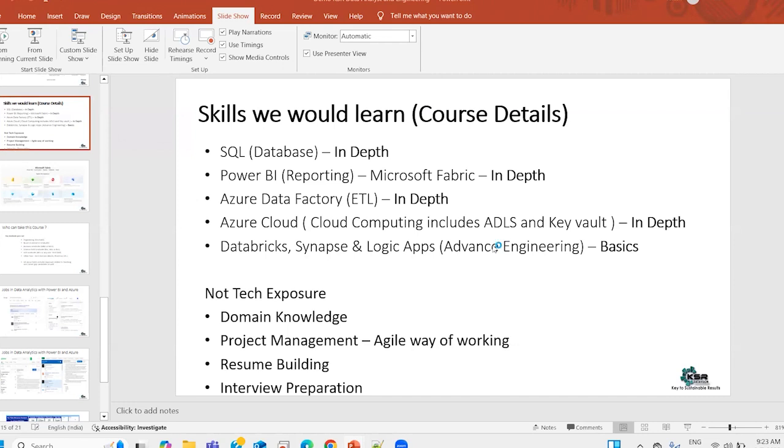Why cloud is important is, see, nowadays everything is on cloud. If you only attend SQL and Power BI, yes, it would be beneficial. I'm not saying otherwise. But if you have cloud in your resume, the chances of getting shortlisted are more, because you know cloud.